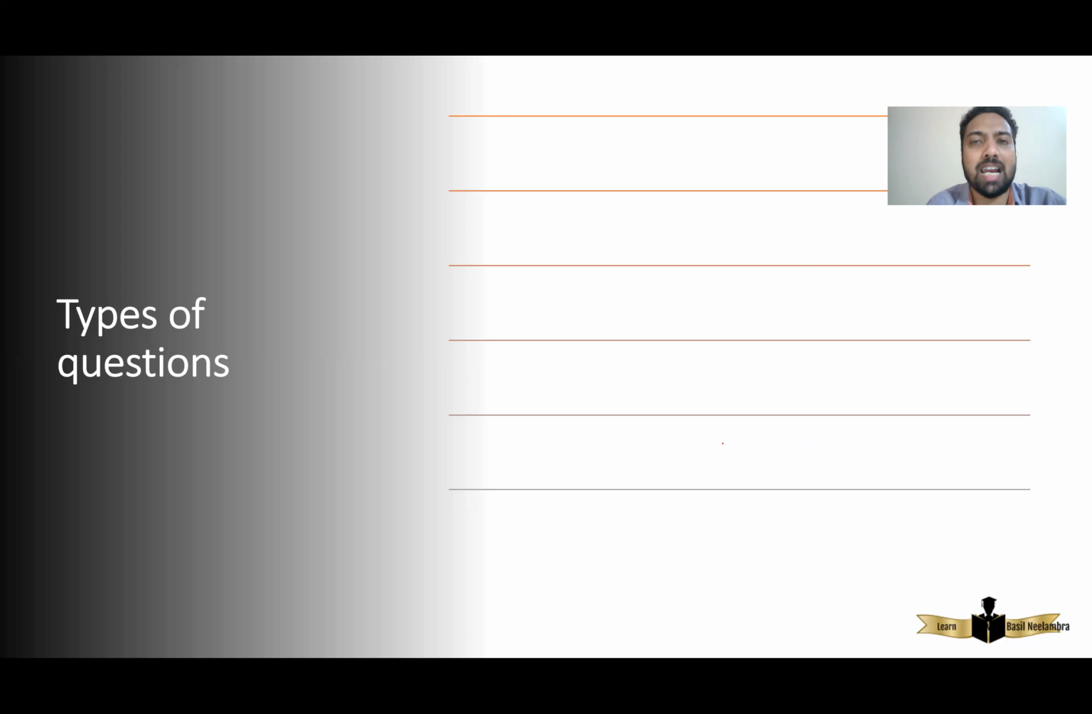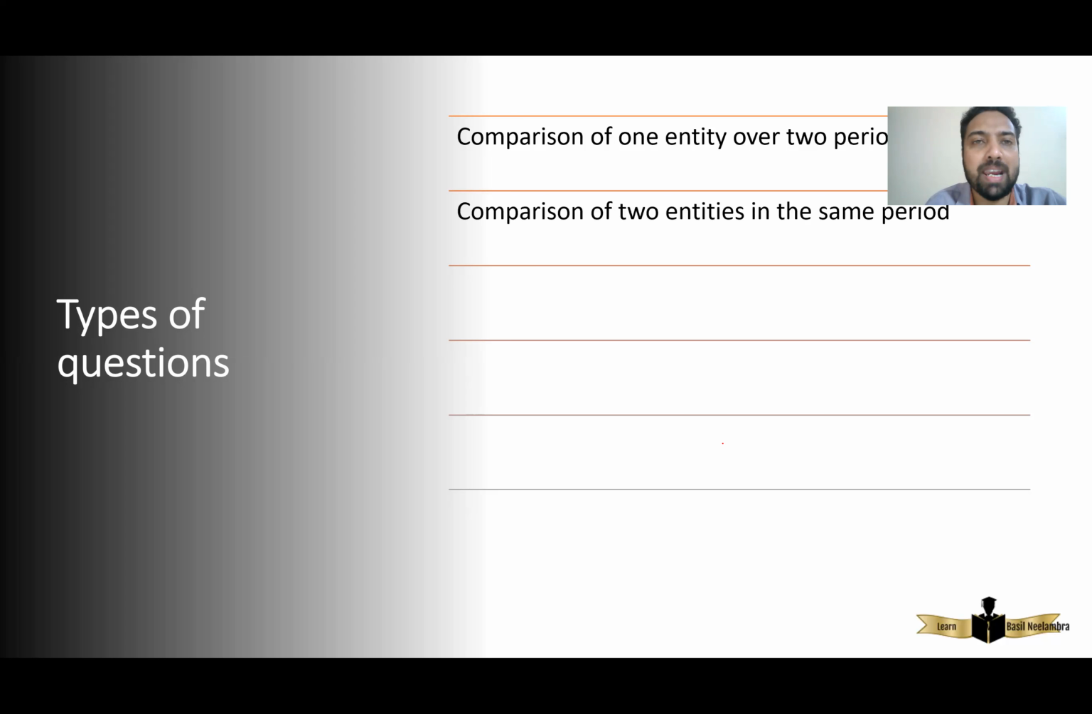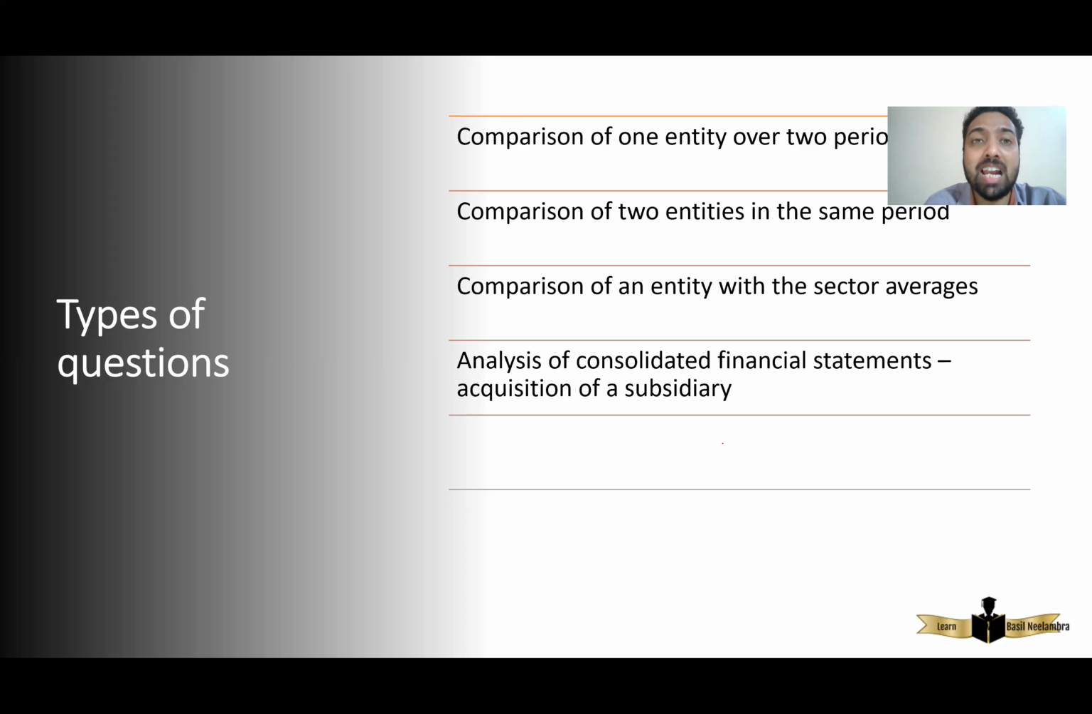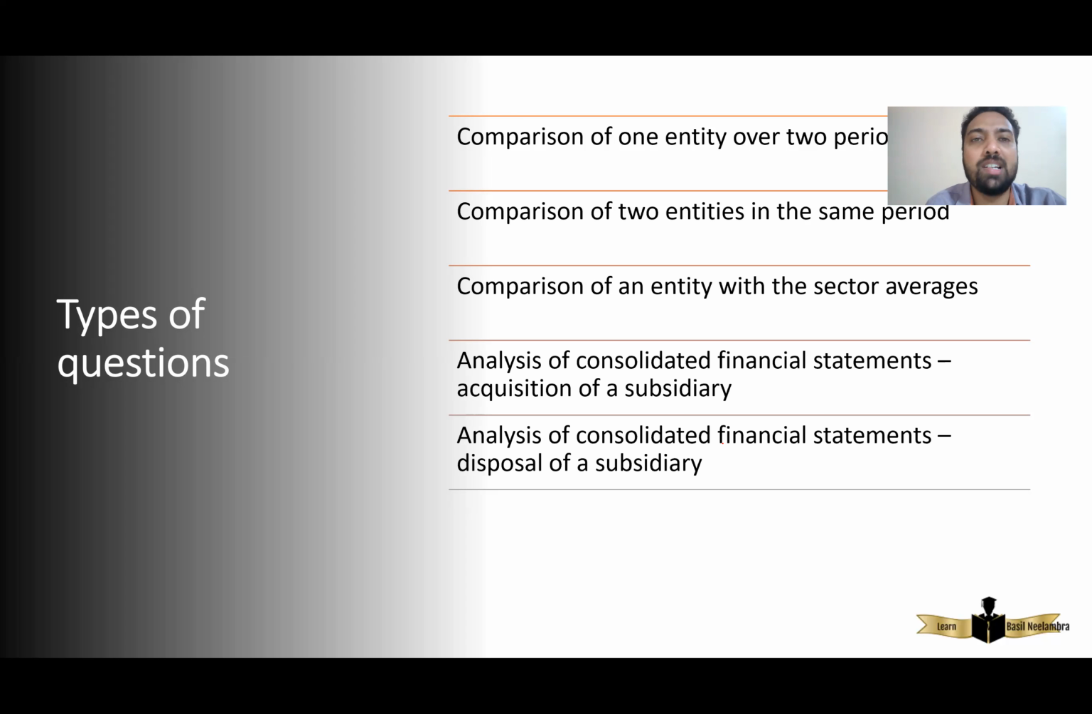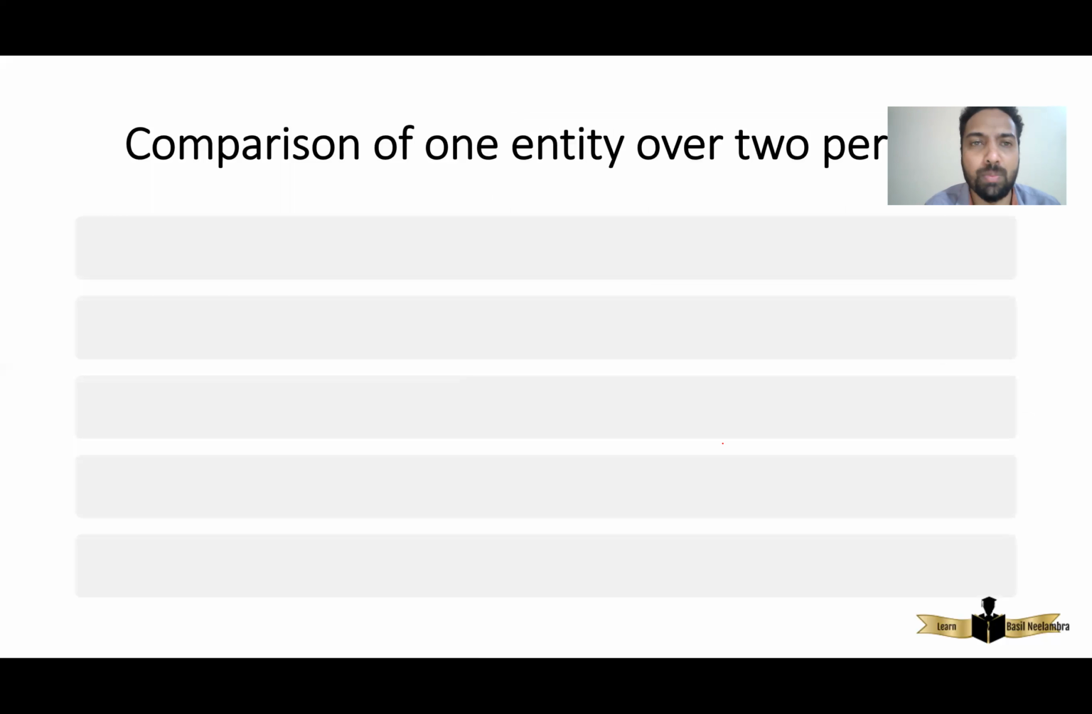So basically, there are 6 types of question. One, they will ask you to compare one entity with the previous year. Second, they will ask you to compare two entities in the same period, mostly for the purpose of acquisition. So they will give you two entities and tell you, please compare these two entities and tell which company needs to be acquired. And then comparison of an entity with the sector average, analysis of consolidated financial statements, acquisition of a subsidiary as well as disposal of a subsidiary. And very rarely they ask analysis of cash flow information.